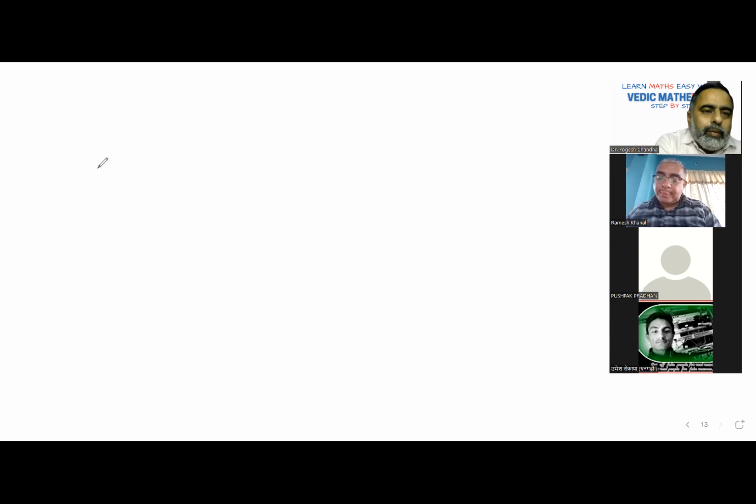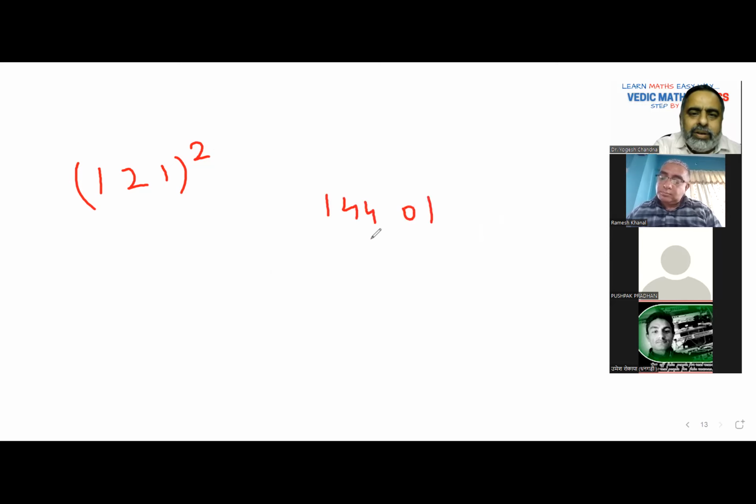Now, 121. Here I leave it up to you whichever method you want to use. Because in one method it would be 12 square, in another it would be 21 square. 12 square we all know is 144, and 21 square we know is 14641. Sir, my answer is 14641. Very good.